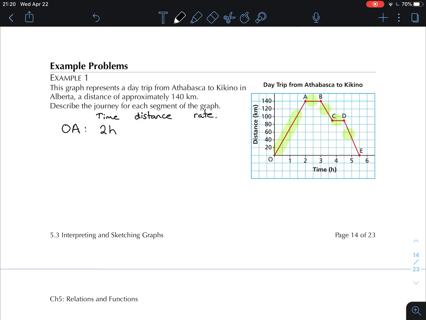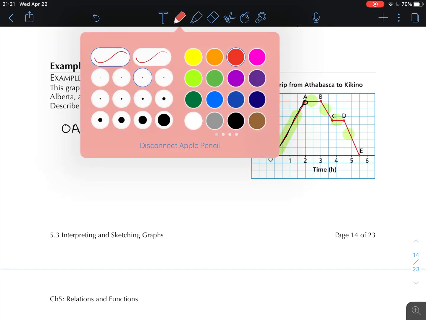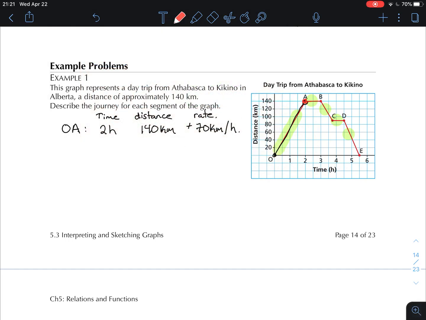Then we can determine the rate of travel. From O to A, it took 2 hours, and they traveled 140 kilometers. And they traveled away from home. So they had a rate of 70 kilometers per hour. That's a positive 70 kilometers because they're going away from home. That's O to A. Let's take A to B.